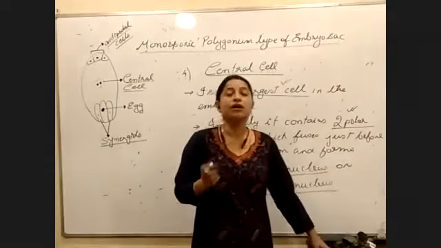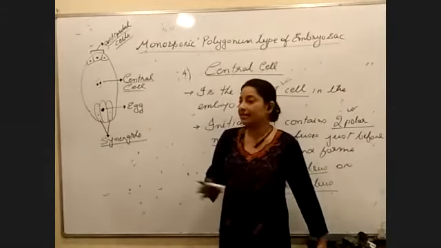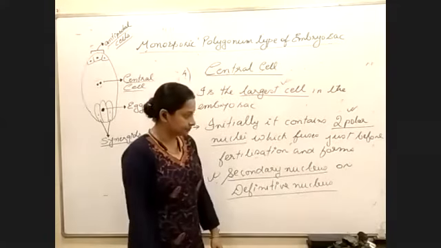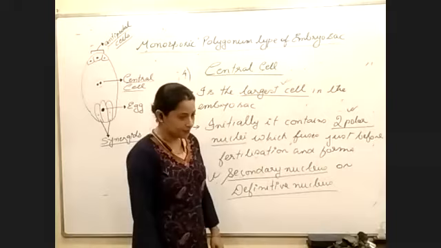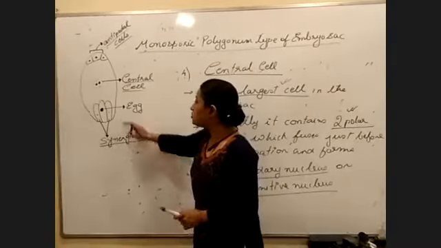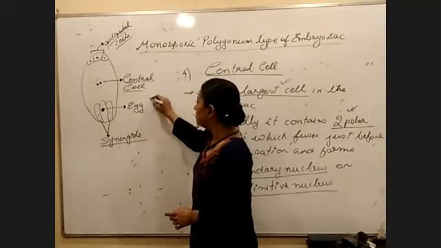Now coming to the ploidy of the cells. Is this part clear? Any question from this part? No, ma'am. Okay. Then now coming to the ploidy of these cells, when we are talking about the egg, what would be the ploidy?